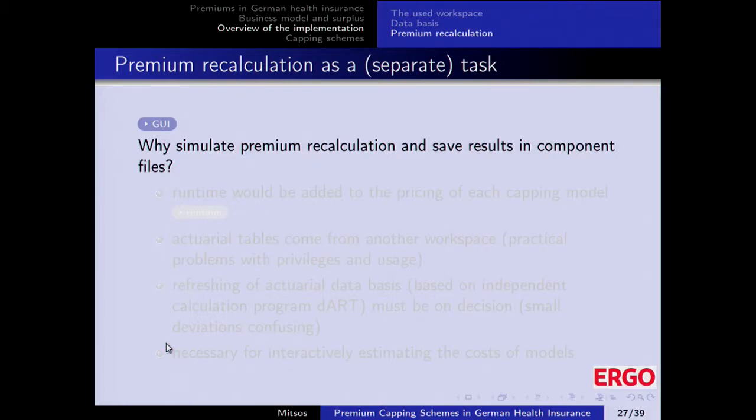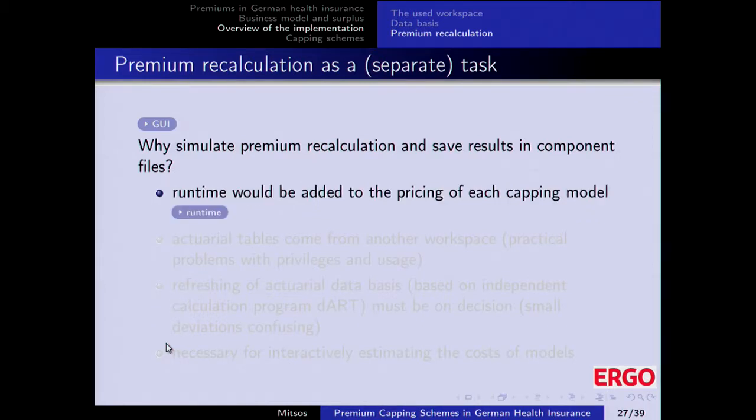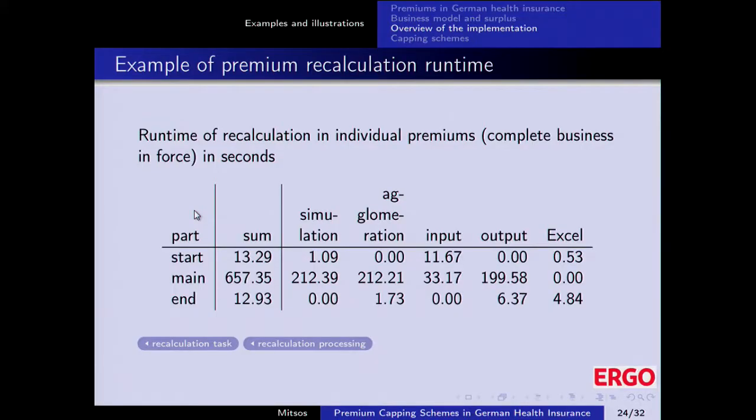Then again, the premium recalculation is also a separate task. If I did not have it as a separate task, we would add some runtime to each premium capping scheme. Again, some input-output for the component files. The simulation is 3.5 minutes for something like 11 million tariffs. It's not much. These agglomerations are only needed to have different kinds of results and statistics and whatever.